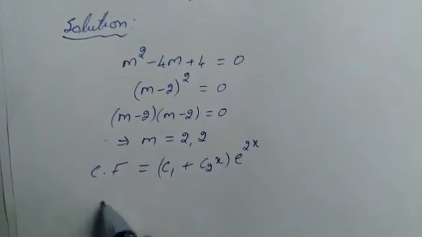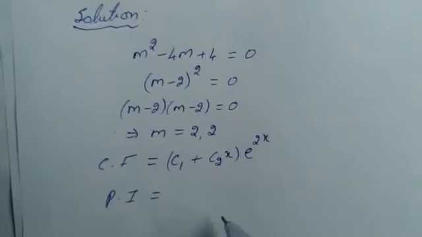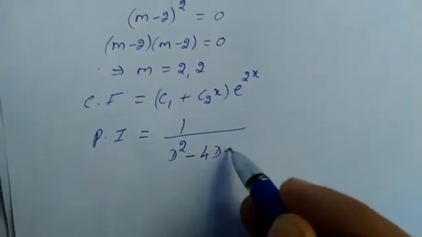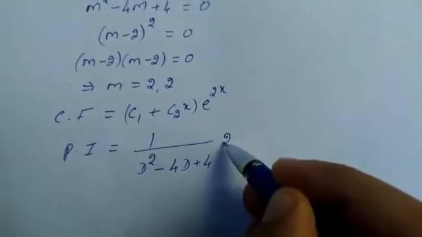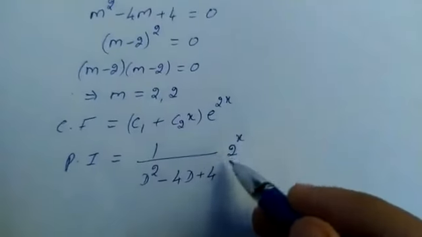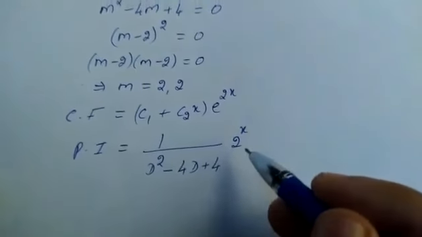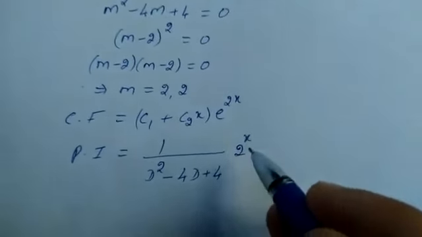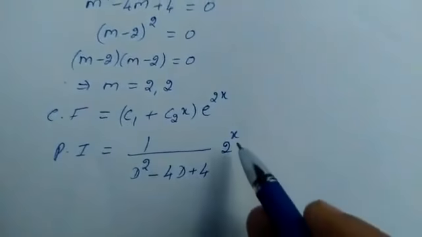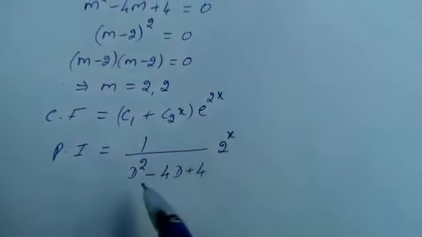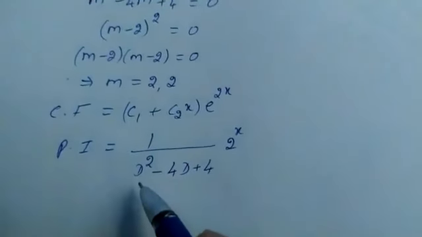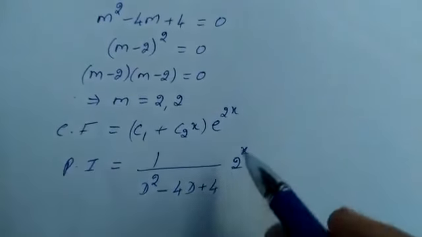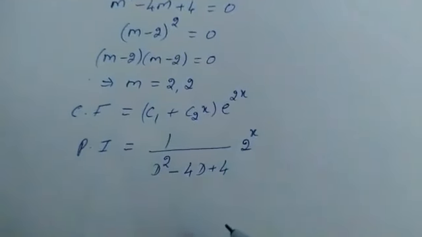Now, to find the particular integral, PI is equal to 1 by (D square minus 4D plus 4) into 2 raised to x. That means the right hand side we have 2 raised to x. If in the place of 2 raised to x, we have e raised to x, it will be very simple. That means in the coefficient of x, we can substitute in the place of D. But here it is not e raised to x, it is 2 raised to x.